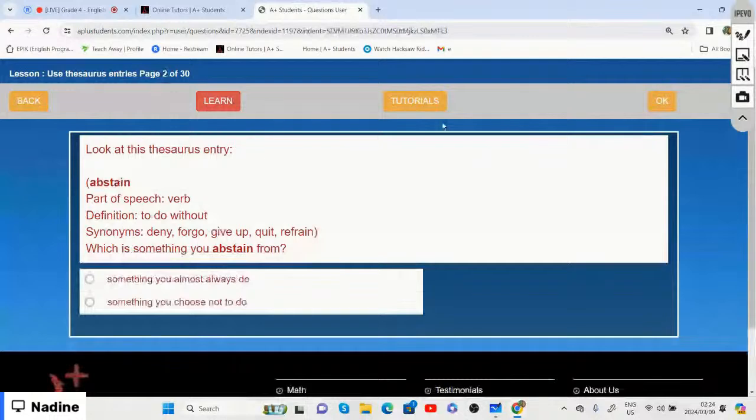Abstain. What does the word abstain mean? Over here we have our thesaurus entry. It is a verb, and the definition is to do without. So abstain is to do without. And the synonyms are: you can deny it, forego it, give up, quit, refrain.